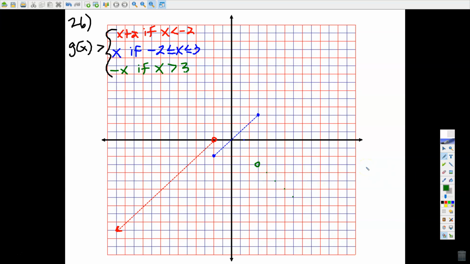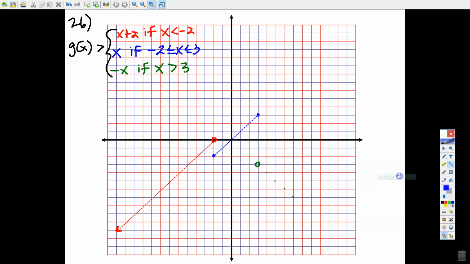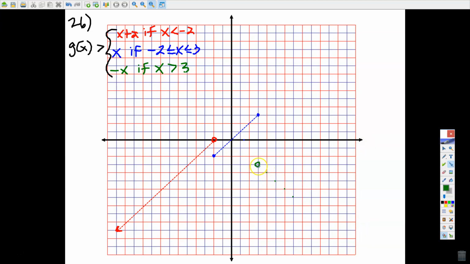All right, so this is going to be a one-sided line, an arrow on one end, like a ray. I'll change color. And it does this. So it's not all of y equals -x, just the part of the line that shows x-coordinates greater than 3.